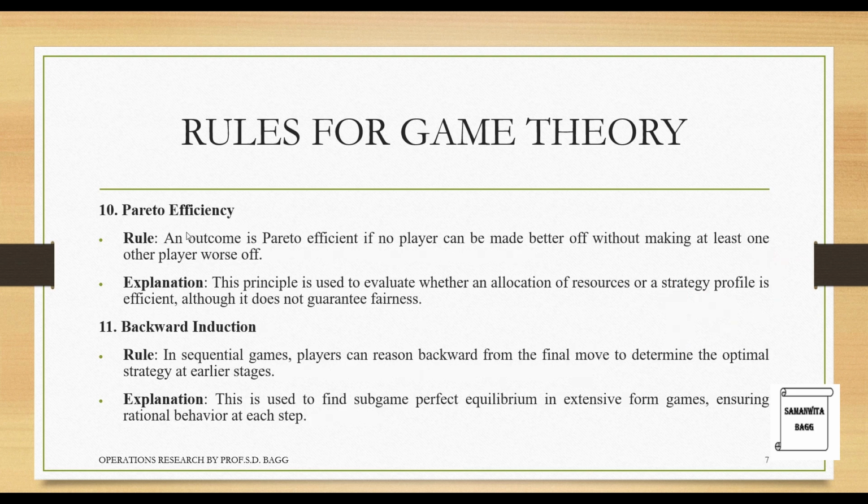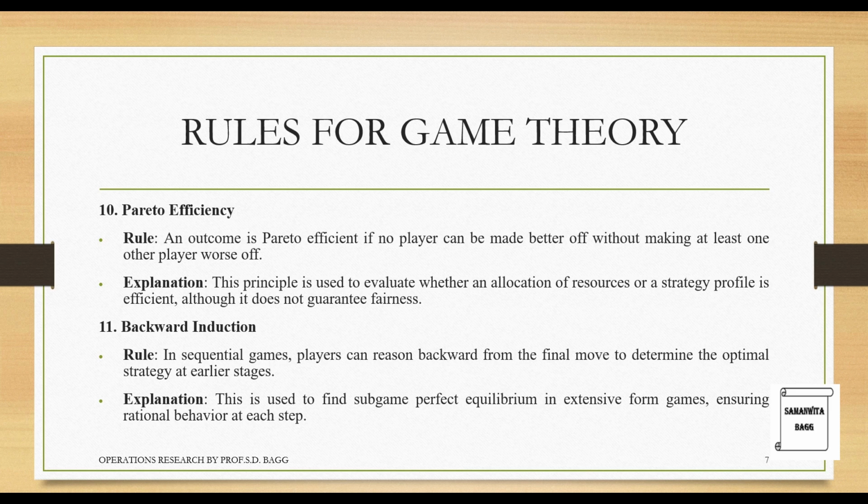The next is Pareto efficiency. An outcome is Pareto efficient if no player can be made better off without making at least one other player worse off. So if you cannot make yourself better by making somebody else worse, then that is called Pareto efficiency. This principle is used to evaluate whether an allocation of resources or strategy profile is efficient, although it does not guarantee fairness. So basically you need to have some kind of winning strategy where you are going to make the other person lose and you're going to win. That is your Pareto efficiency.